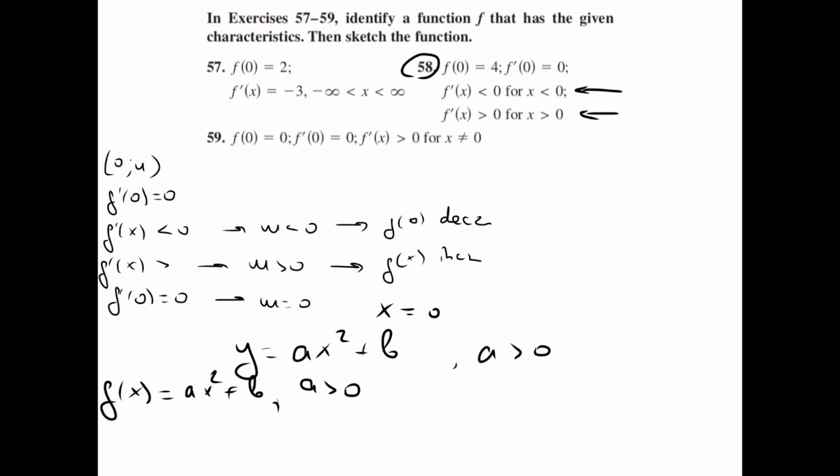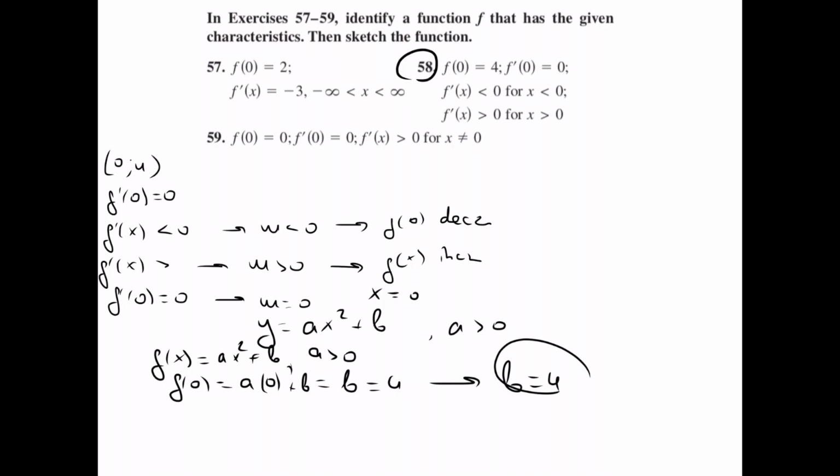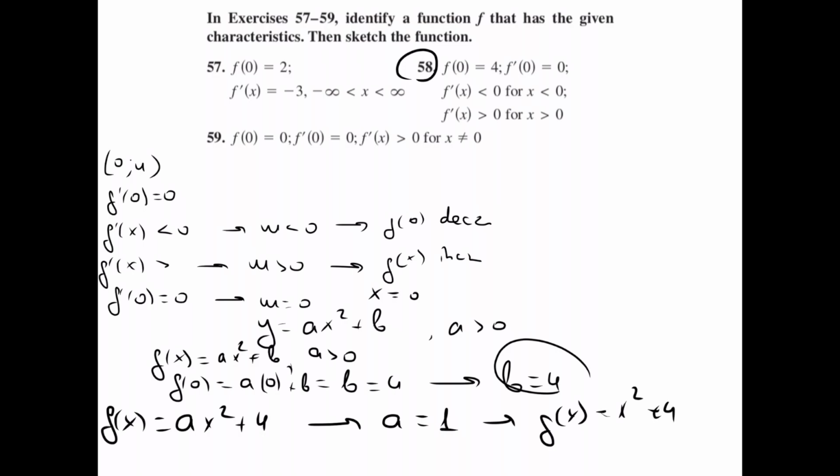Using the fact that f of 0 is 4, f of 0 equals a times 0 plus b, which is equal to b, and which is 4. So from here we got b is 4. Our function is f of x equals ax squared plus 4. This means that for any positive value of a, the function fits the given characteristics. For example, let's take a is 1. So our function is f of x equals x squared plus 4. Now let's try to sketch our function.